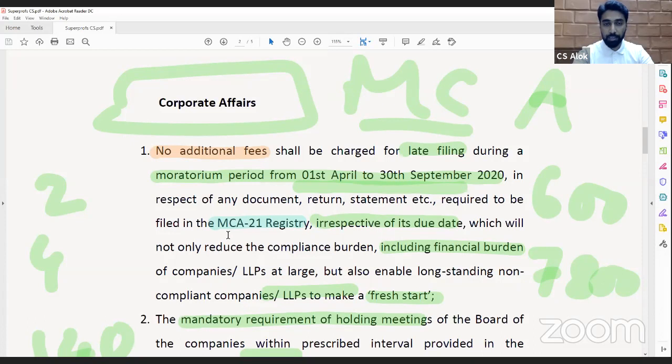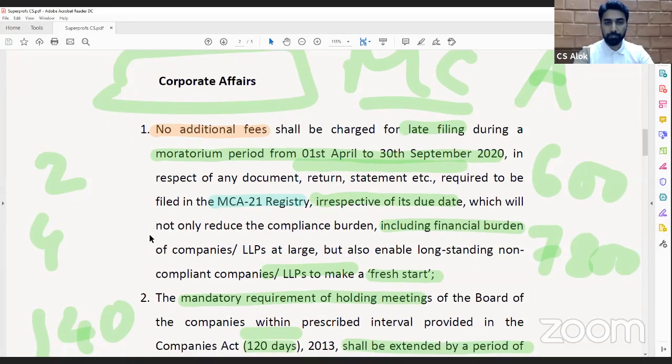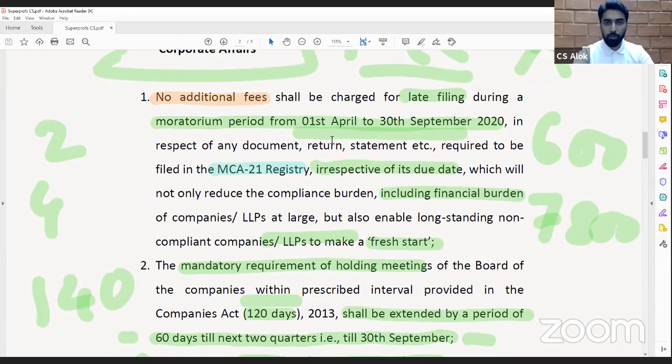So if you see here, they're saying irrespective of its due date, correct? No additional fees during the moratorium 1st April to 30th September, irrespective of due date, which will not only reduce the compliance burden, but it will also help the companies to make a fresh start. So there is also something called the Companies Fresh Start Scheme. We have one more session on SuperProfs, so I'll be covering that time. Now we'll concentrate on these 10 points.